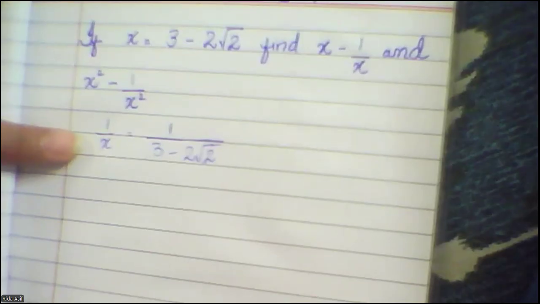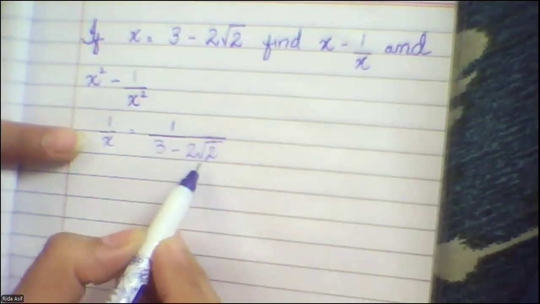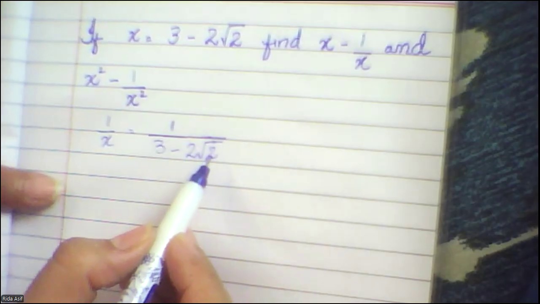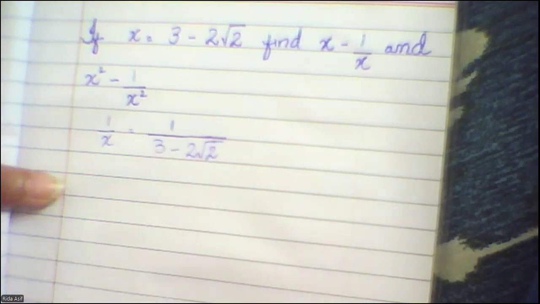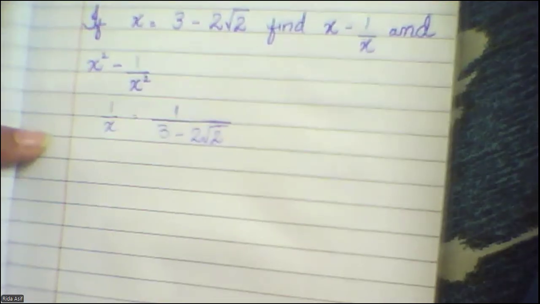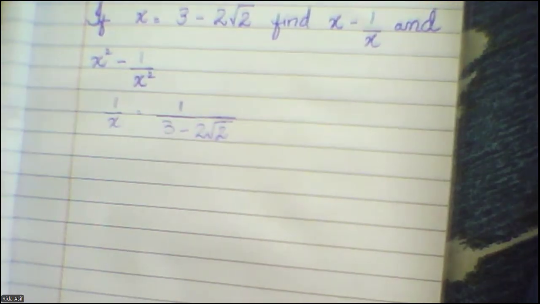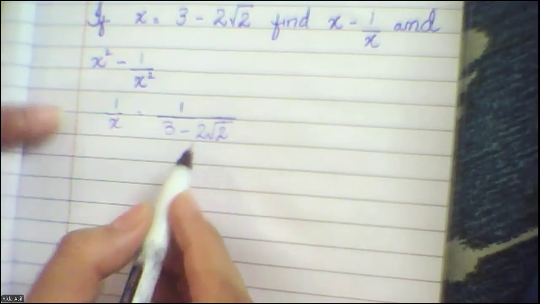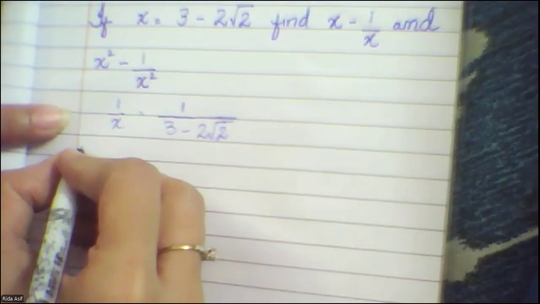Now, what is the problem? The problem is, look at the denominator. Here we can see a root in the denominator, and for that purpose, we have to do rationalization. What is the meaning of rationalization? To remove the root from the denominator. To remove the root from the denominator, students, what do we have to do?